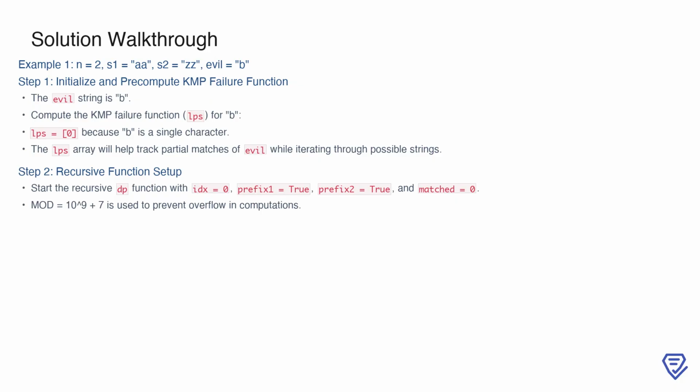Next, we set up our recursive dynamic programming function, DP. This function takes 4 parameters: IDX, which represents the current position in the string; prefix 1 and prefix 2, which track whether the generated string still respects the bounds defined by S1 and S2; and matched, which tracks how much of the evil string has been matched so far. Additionally, we use a modulo value, mod equals 10 to the power of 9 plus 7, to prevent overflow during computations as we accumulate results.